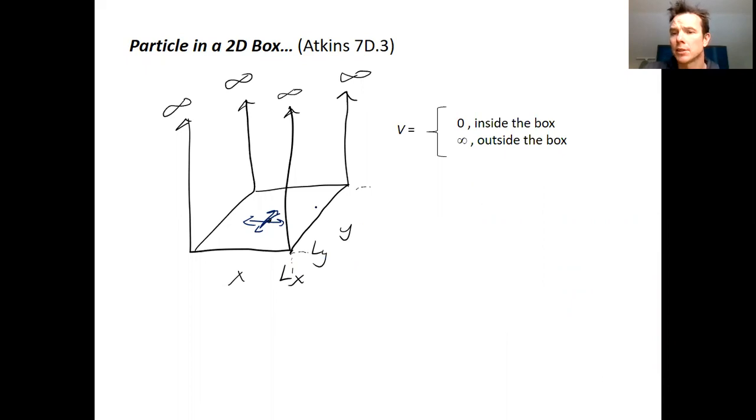Inside of the box, the potential is 0. And outside the box, the potential is infinite. So everything is analogous to the 1D particle in the box, except for the fact that this can move in two dimensions. We're going to write it. We're going to solve this problem just like we did before, which is to start by writing the Schrodinger equation. So here goes.